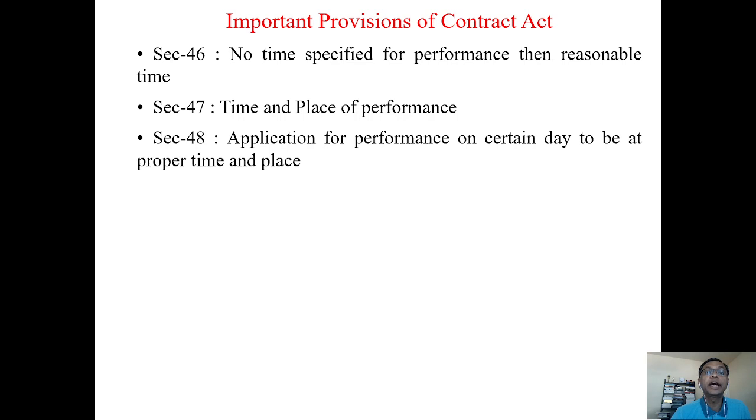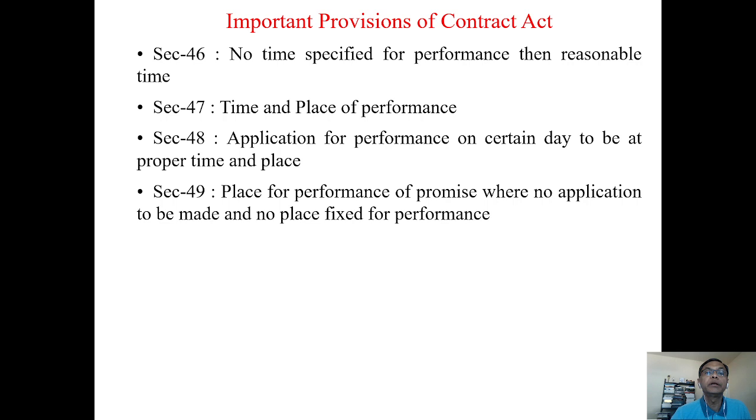Section 47, time and place of performance. When time is given, but place of performance is not given, then it is in the usual business working hours, and if it is a delivery, it is at the place of performance as envisaged under the contract. Application for performance on a certain day is to be at the proper time and place. If the place is not defined in the contract, the person performing, that is the promiser, has to apply to the promisee and inform that he is going to deliver at such place. With his concurrence, he can deliver at that place of performance.